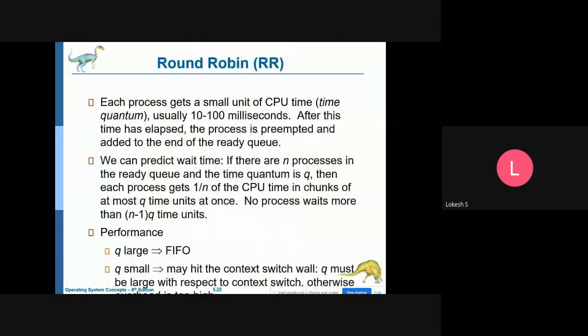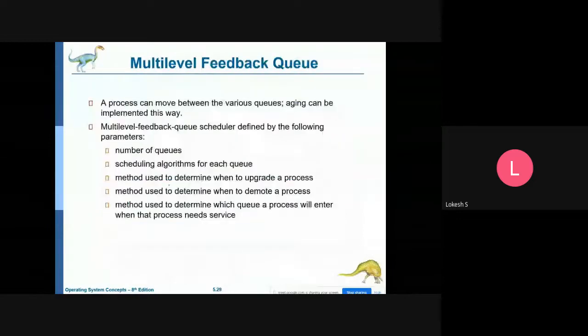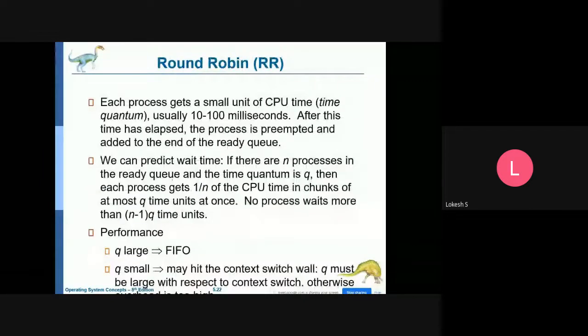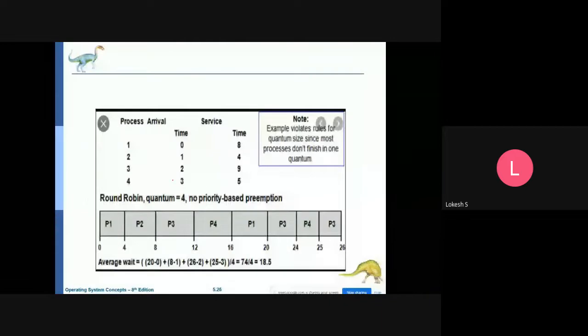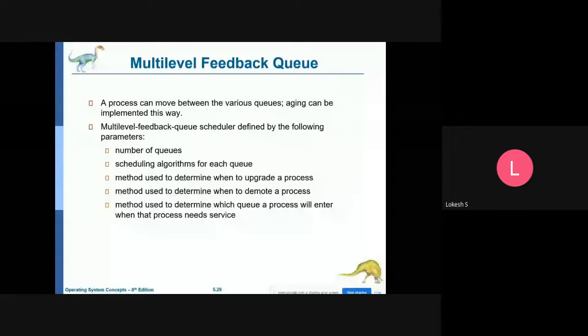Next is round robin, which we will discuss in the next class. Don't leave the session. So 3 things that we completed today: first come first serve scheduling, shortest job first scheduling, and priority scheduling. 3 schedulings are completed. Still 3 more schedulings are there: round robin, the 4th one; multi-level queue, the 5th one; and multi-level feedback queue, the 6th one.